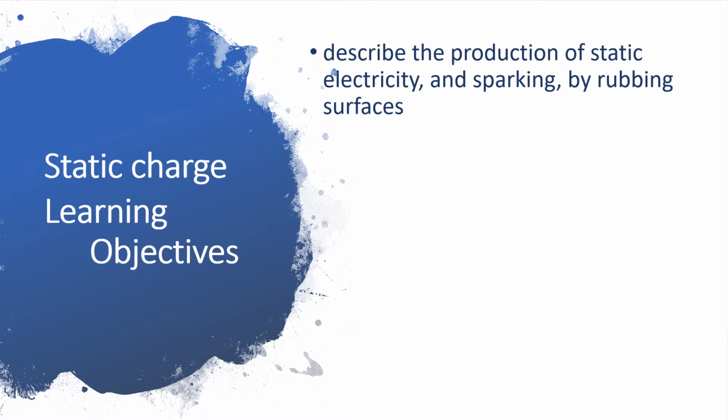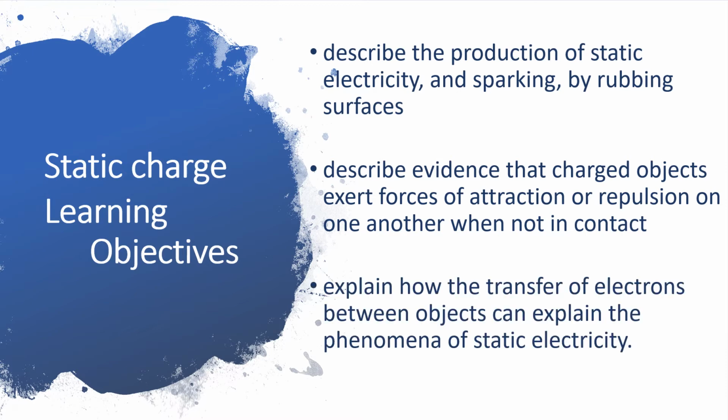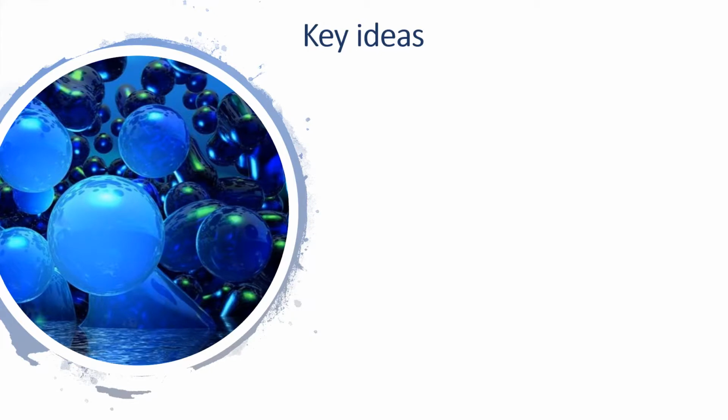You need to be able to describe the production of static electricity and sparking by rubbing surfaces. Describe evidence that charged objects exert forces of attraction or repulsion on one another when they're not in contact. Explain how the transfer of electrons between objects can explain the phenomena of static electricity. So the key ideas, the facts that you need to recall.